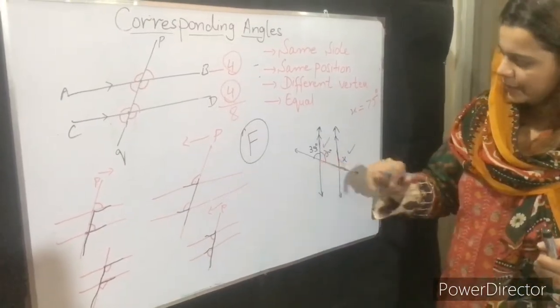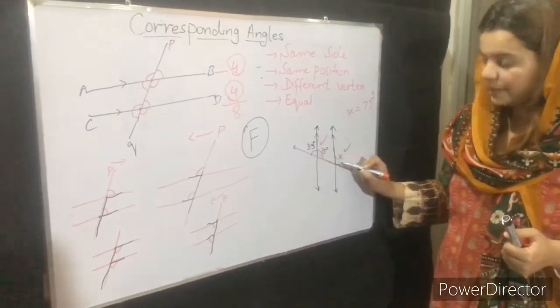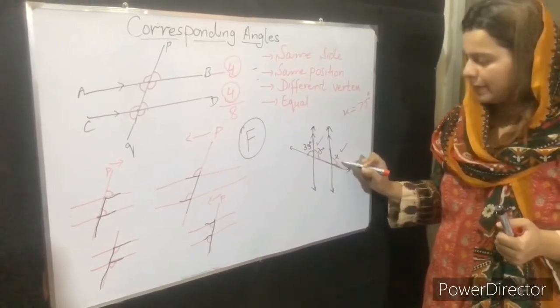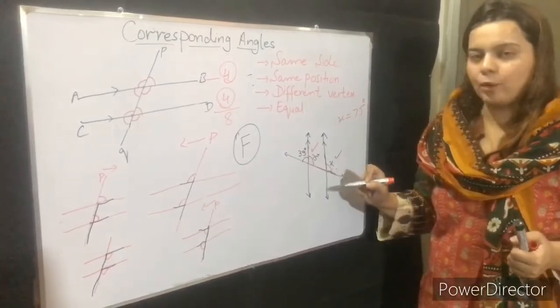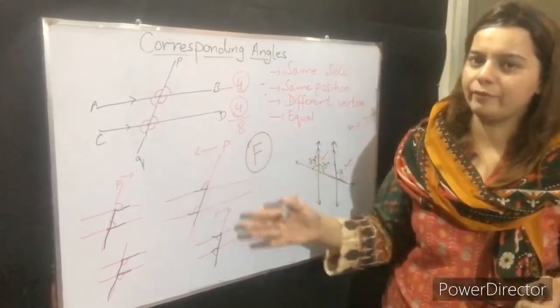And another way you can see is that this one angle is down and this angle is also down. Another way to find the value of x. I hope this video helps you understand how to find corresponding angles and the value of the missing variable.